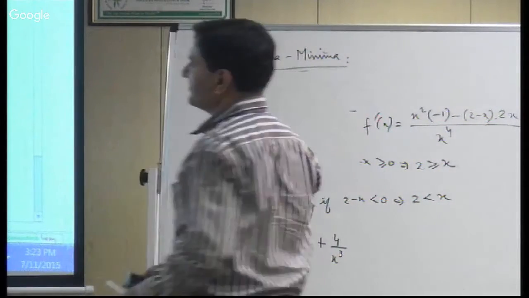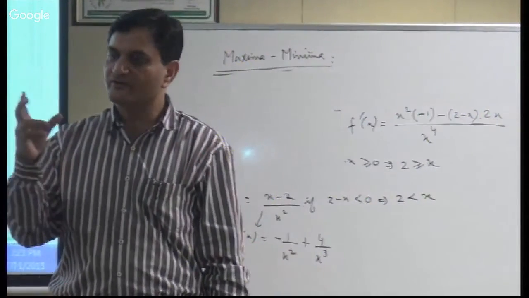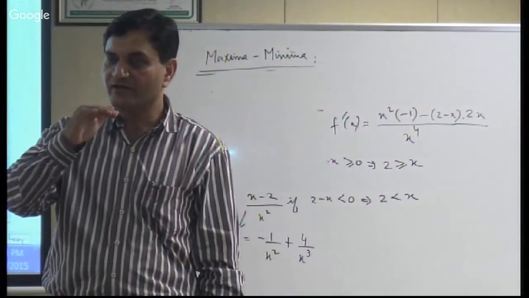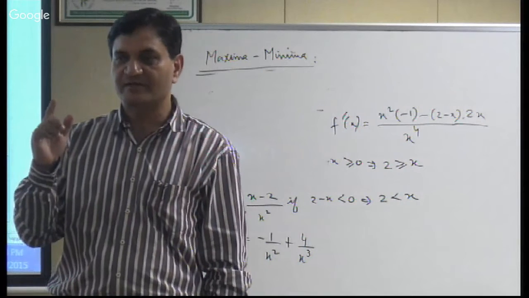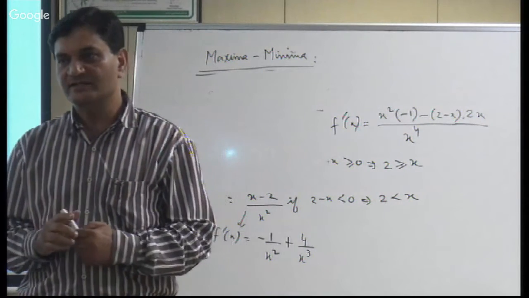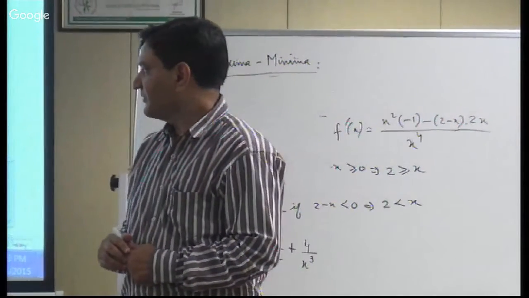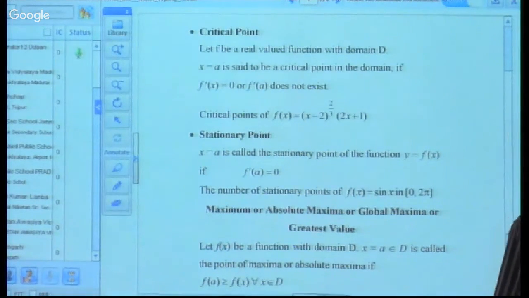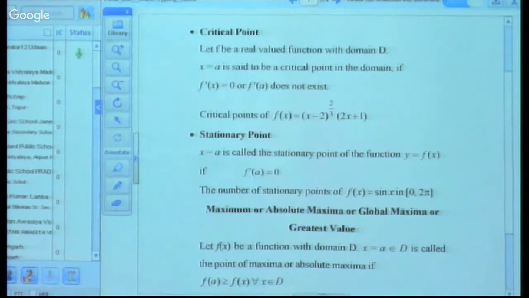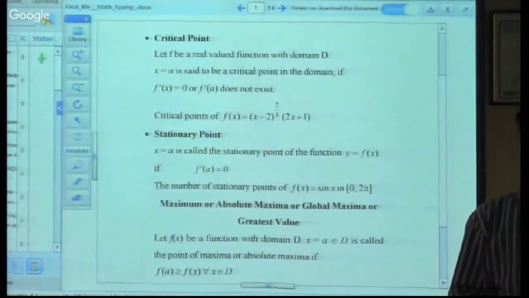Now, what are the stationary points? Stationary points are those points of local maxima and minima where the tangent is parallel to the x-axis, where the derivative becomes equal to 0. Those points are known as stationary points, right? Let us find the stationary points for the function f(x) is equal to sin x in the interval 0 to 2 pi. All of you try this. Find the stationary points for the function y equal to sin x in the interval 0 to 2 pi.